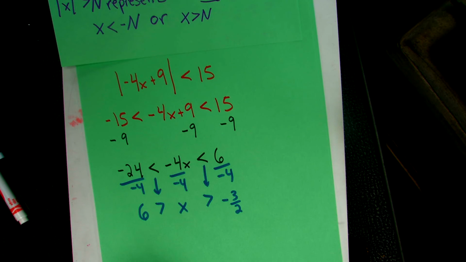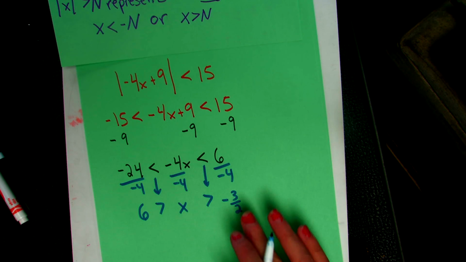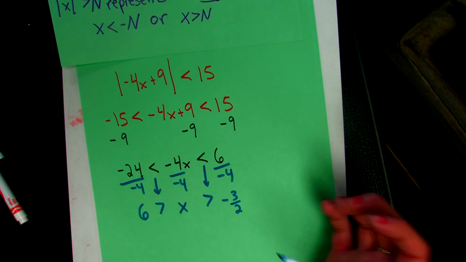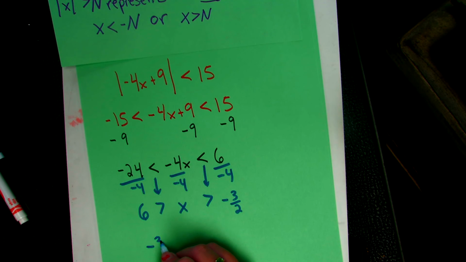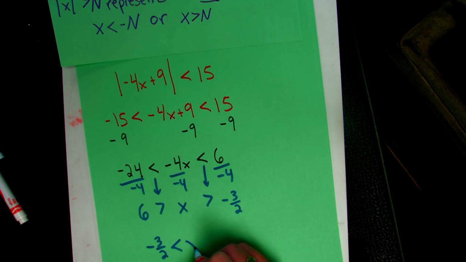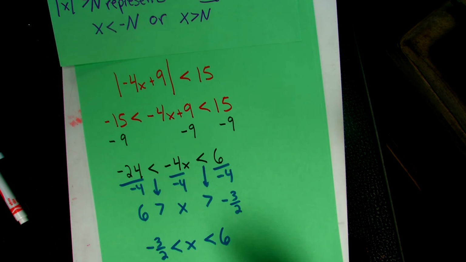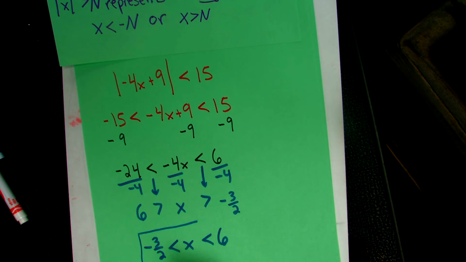Okay? So what I'm going to do now, this is awkward because we read from left to right. So you want to start with your negative 3/2. So I'm just going to rewrite it. It's going to become negative 3 over 2 is less than x, which is less than 6. So I just wrote it going the opposite way. So here we go. That's our answer for our conjunction.